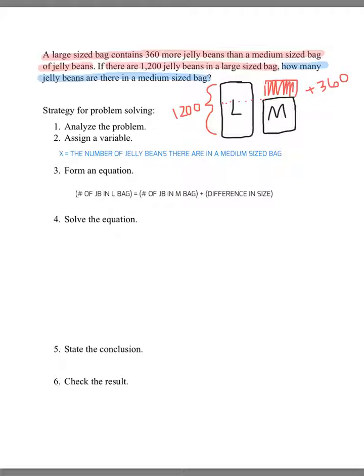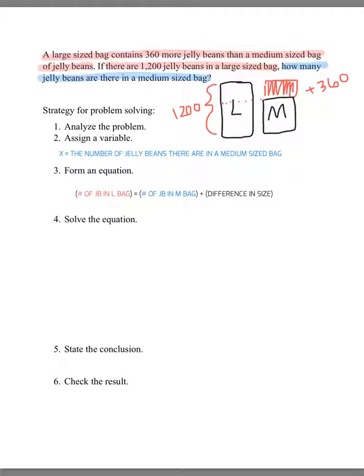Number of jelly beans in the large bag. Well, we represented that in the word problem with red, so we'll go ahead and color that red. The number of jelly beans in the medium bag, we don't know that. That is our unknown quantity that we want to find. We represented it with the letter X, which we color coded in blue. So let's go ahead and color code that in blue as well.